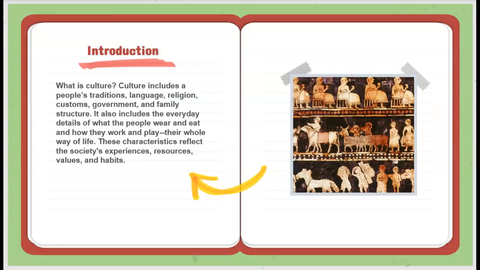So an introduction to this part of the lesson. What is culture? Culture includes a people's traditions, language, religion, customs, government, and family structure. It also includes the everyday details of what the people wear and eat and how they work and play, their whole way of life. These characteristics reflect the society's experiences, resources, values, and habits.